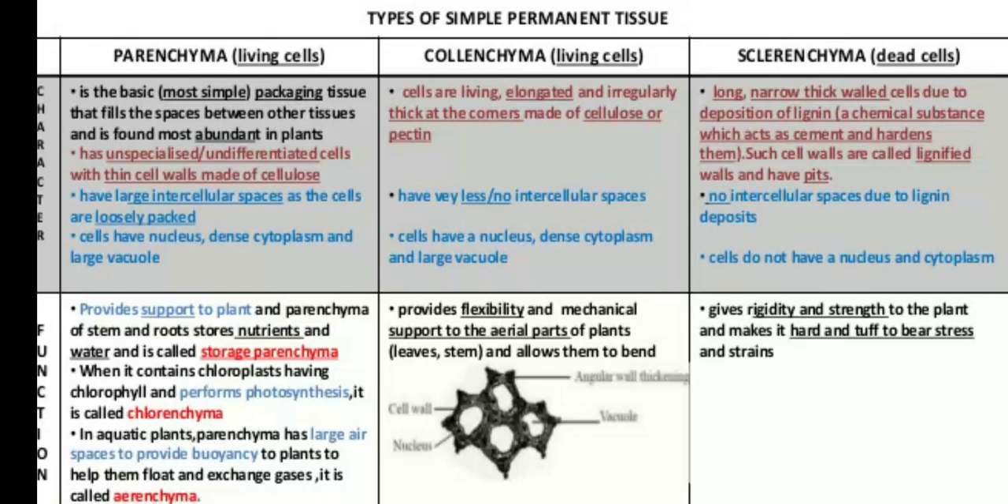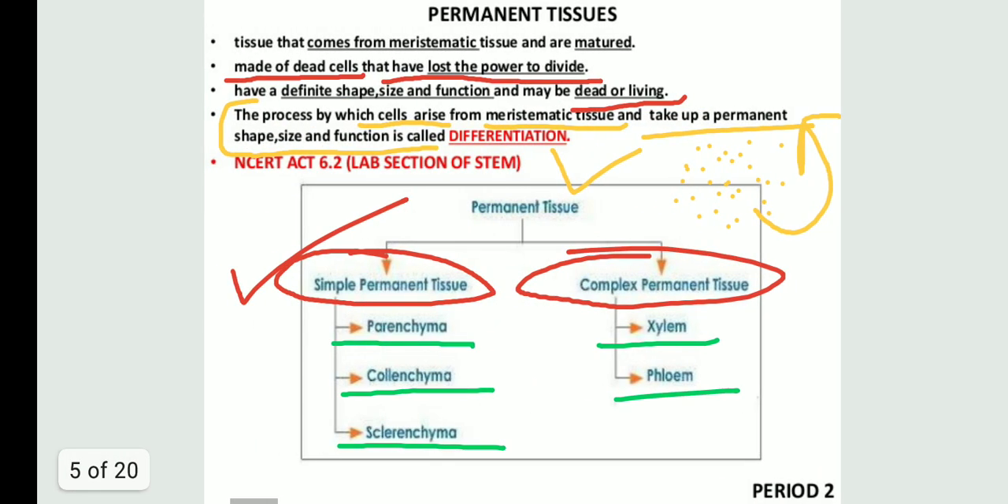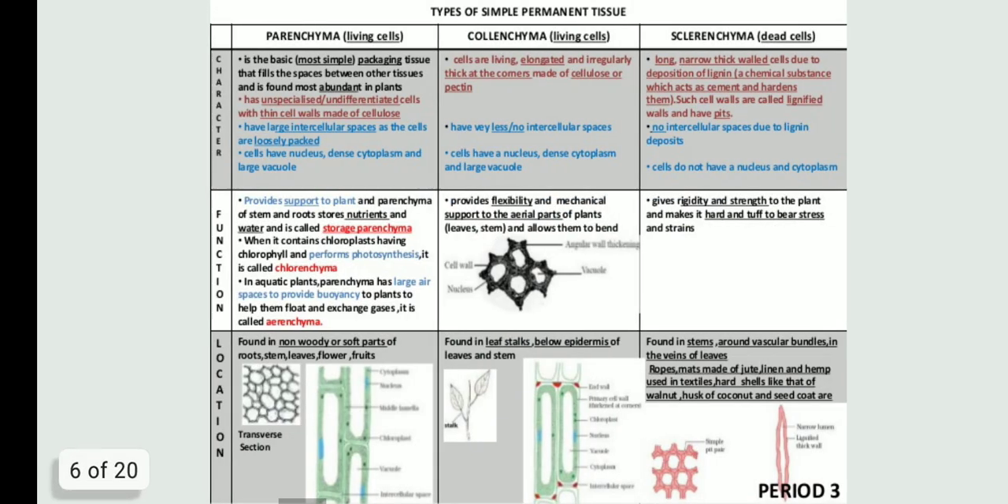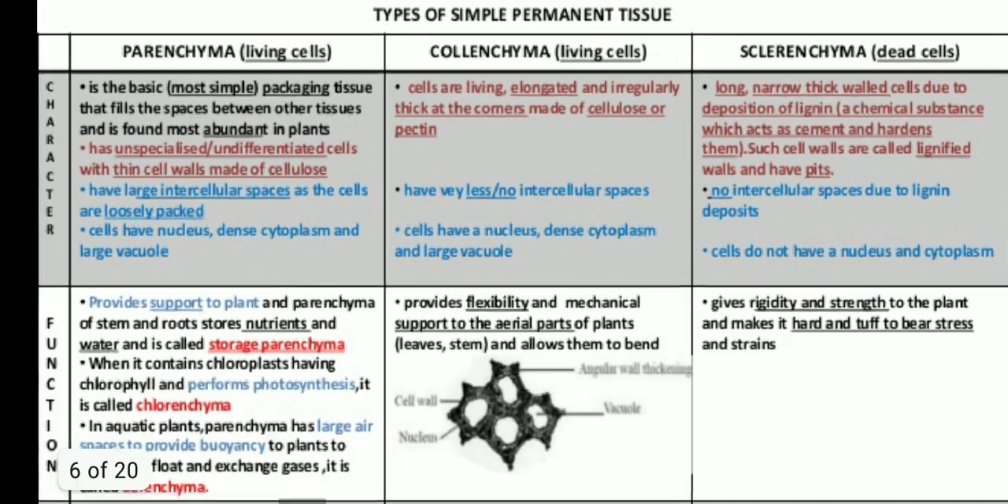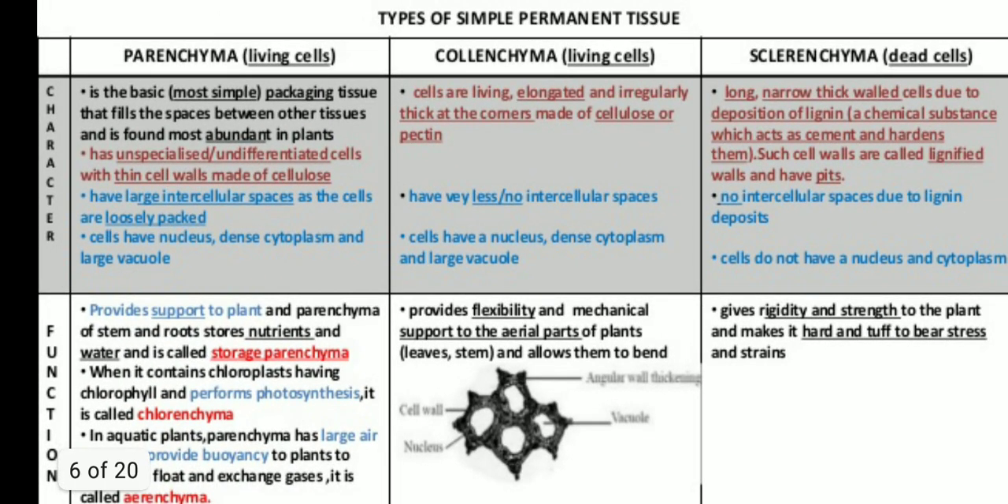Hello students. So in our today's module we'll be studying about the types of simple permanent tissue. Yesterday students we had discussed the permanent tissue and we had also discussed the classification, right? So you can see here the simple permanent tissue. This is what we are going to deal now in our today's module. So you can see here students talking about the types of simple permanent tissue. It is basically of three types, right?